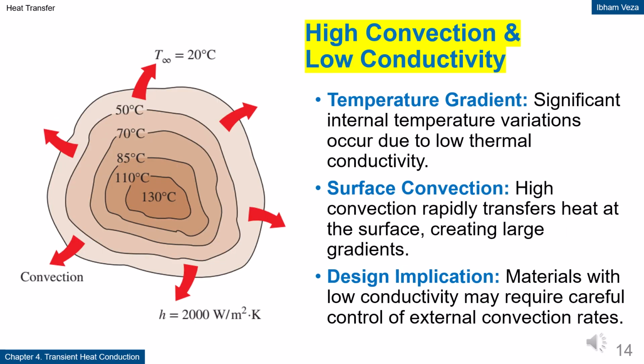High convection and low conductivity. When the convection coefficient is very high, but the material conductivity is low, the internal temperature gradient becomes very large. Heat can be transferred very quickly at the surface, but has difficulty spreading into the interior. As a result, the outer region can cool or heat much faster than the inside. This condition requires a distributed conduction analysis rather than a lumped system. The choice of material and convection conditions becomes a critical design factor.